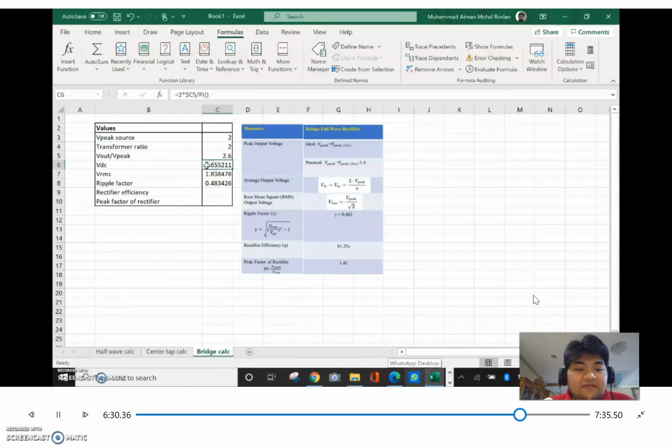Next, we need to calculate the VDC, which is the same as average output voltage. So using the formula 2 times V peak divided by pi, we get 1.655. And for the VRMS, root mean square, is V peak over square root 2. Again, I've input the formula in Excel and done the related calculations. For the ripple factor, we'll be using the formula on the left, as you can see here. And we get 0.483, which is similar to the given ripple factor of 0.482.